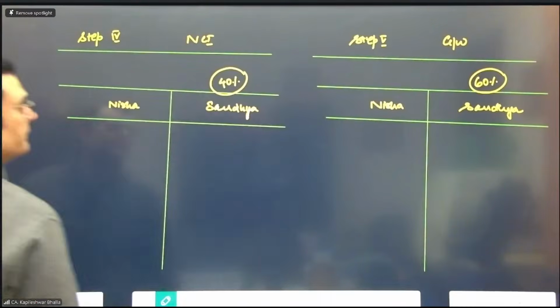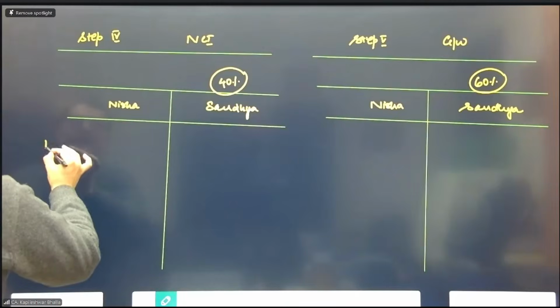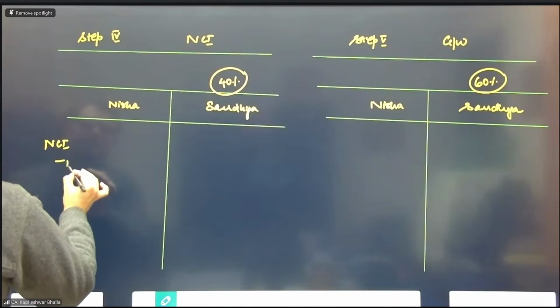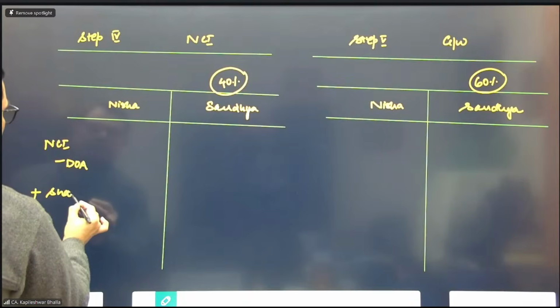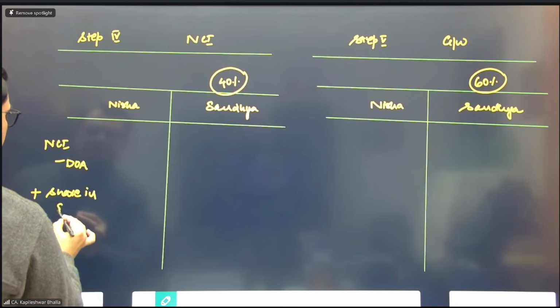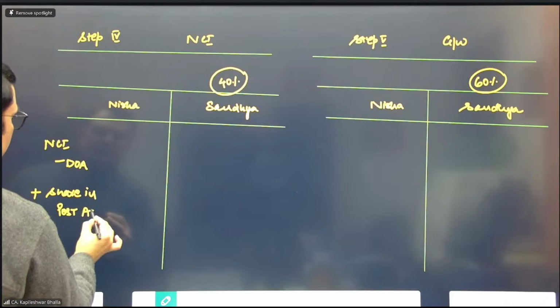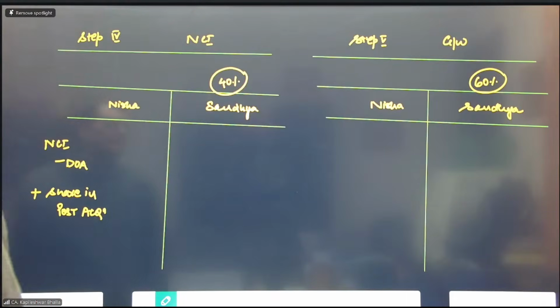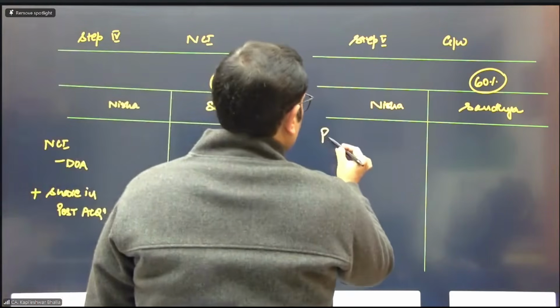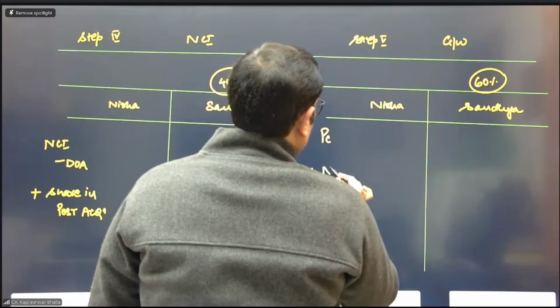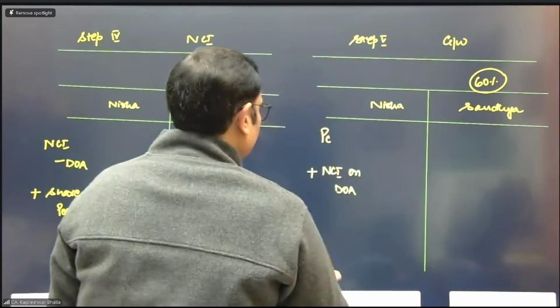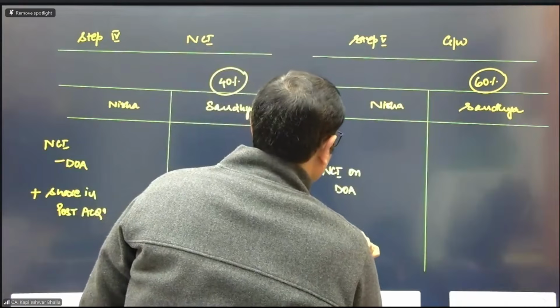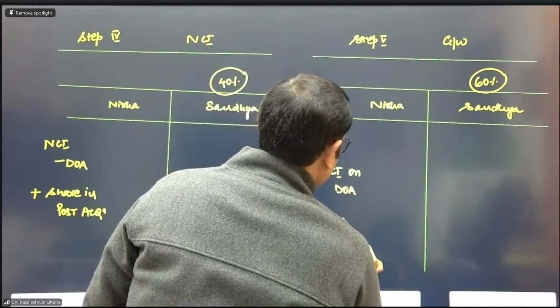Then we proceed further. So NCI will be taken on date of acquisition. To this, we will add the share in post-acquisition. There is no goodwill impairments, nothing. And here we take the purchase consideration, to which we add the NCI on date of acquisition. And we compare this with the net assets on date of acquisition.